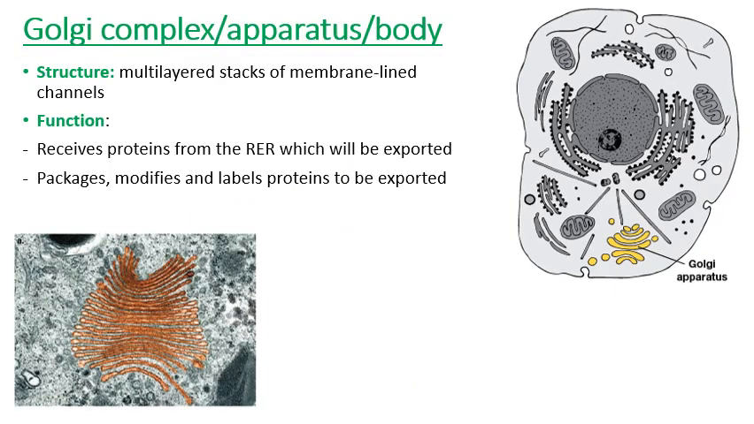The Golgi apparatus is next. It's also called the Golgi complex and the Golgi body. Biologists love to name things with many names. So when you look at a Golgi apparatus, it looks like a stack of pancakes. Nice and easy to visualize.